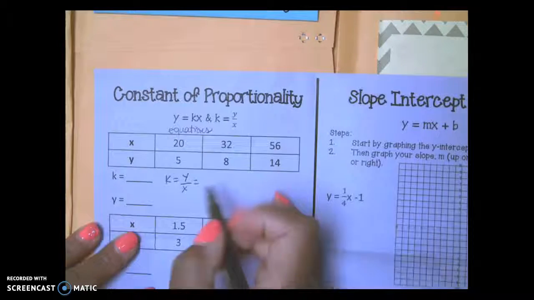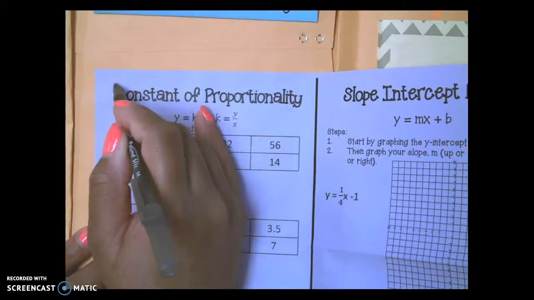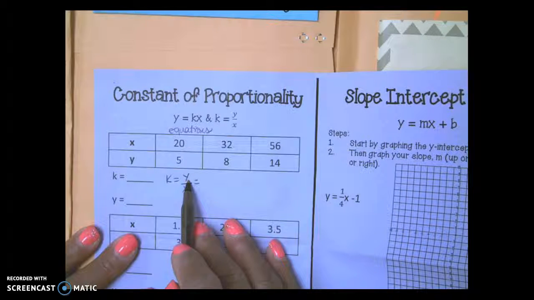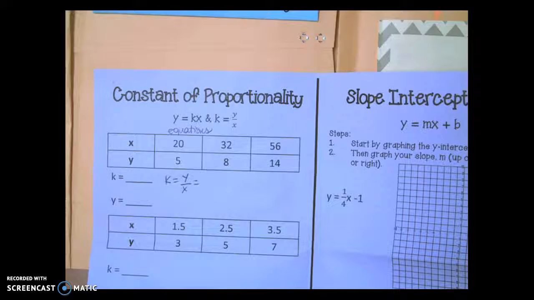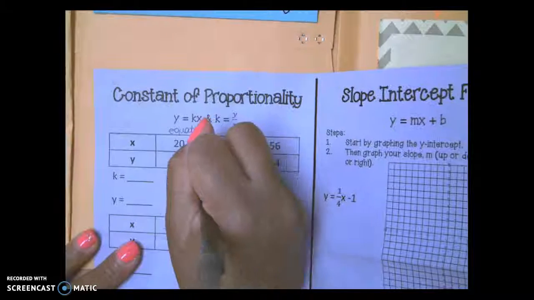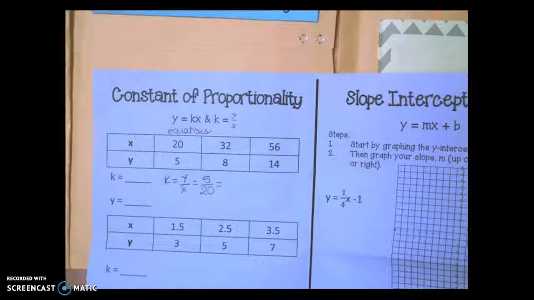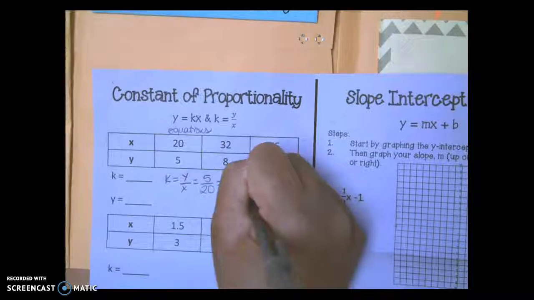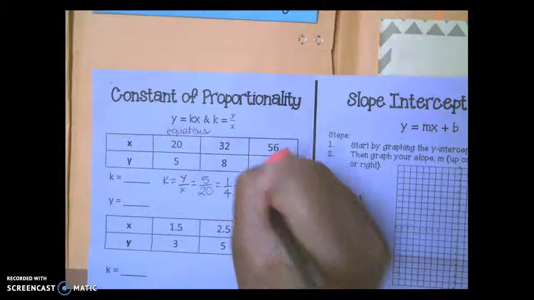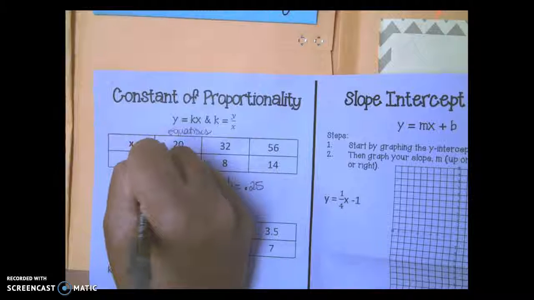All right. So in order to determine k, k is for constant of proportionality. What is a y value, and what is its corresponding x value? 5 over 20. Then what else do I need to do? Simplify or divide. What do I get? 1/4. And what is this as a decimal? It's a quarter, so I can put both here, 1/4 and 0.25.